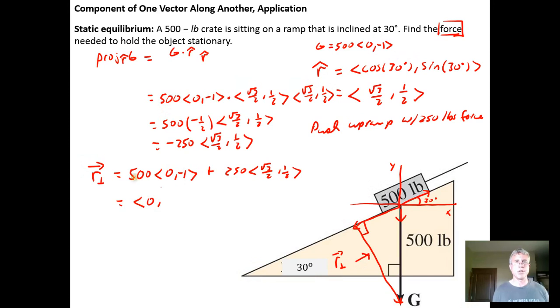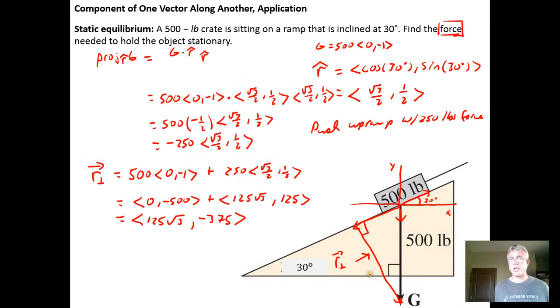500 times 0 is 0. 500 times -1 is -500. And then plus, distribute the 250 in. We're going to get 125 times the square root of 3, and 250 times 1/2 is 125. And then to find the vector, we just add corresponding vector components. So 0 plus 125 square root of 3, and -500 plus 125 is going to be what? -375. So that would be the orthogonal component of g, the component of g orthogonal to the ramp.